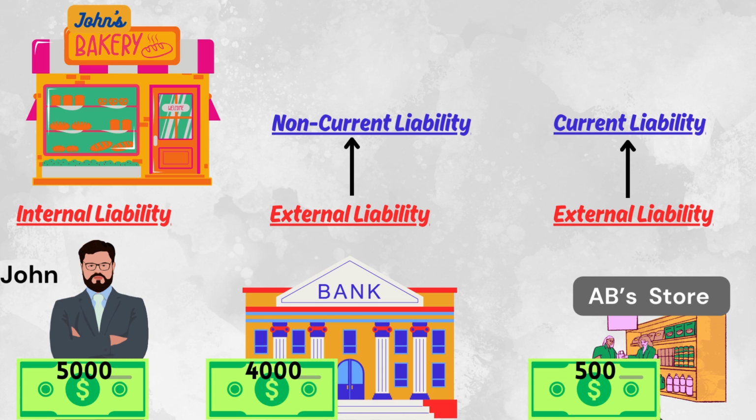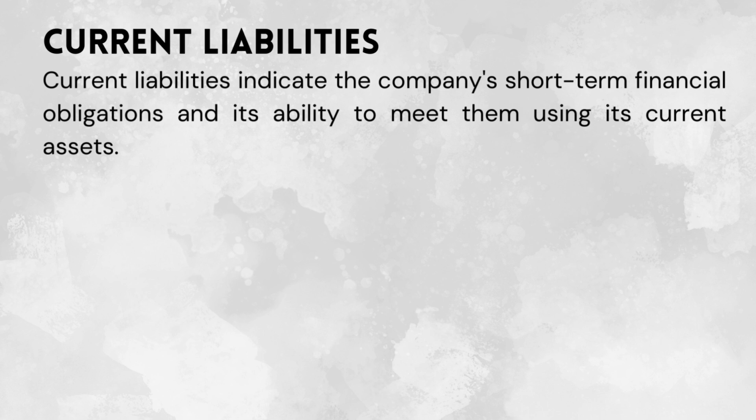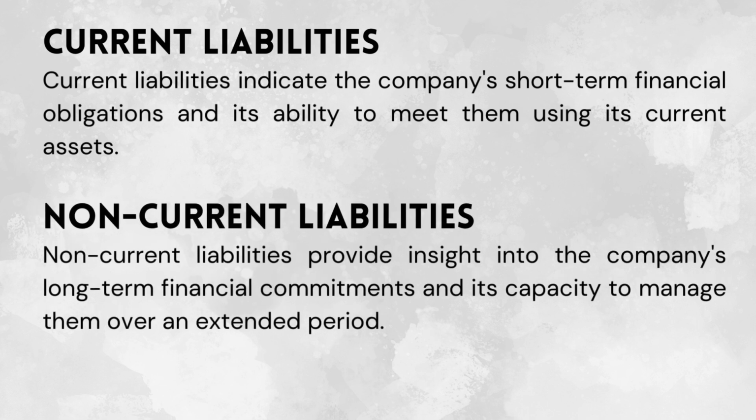It is important for businesses to distinguish between current and non-current liabilities because it affects the liquidity and financial health. Current liabilities indicate the company's short-term financial obligations and its ability to meet them using its current assets. Non-current liabilities provide insight into the company's long-term financial commitments and its capacity to manage them over an extended period. Proper management and understanding of both types of liabilities are essential for a company's financial planning and decision making.